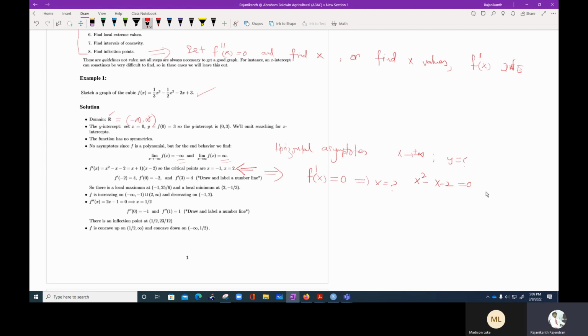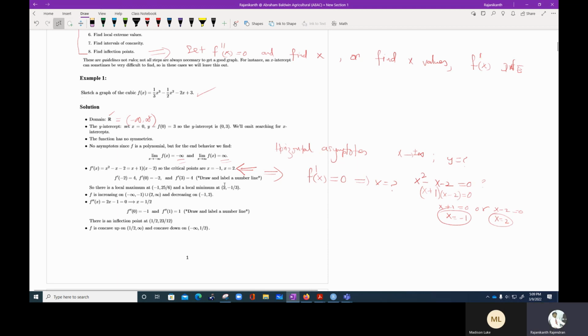So how are we going to solve this equation? This is a quadratic equation. You could use either the b squared minus 4ac formula or factor. I think this is easy to factor. If you factor this, you will get x plus 1 times x minus 2, set to 0. This will give you x plus 1 equals 0 or x minus 2 equals 0. So x is negative 1 or x is 2. So these are the two critical points, right?